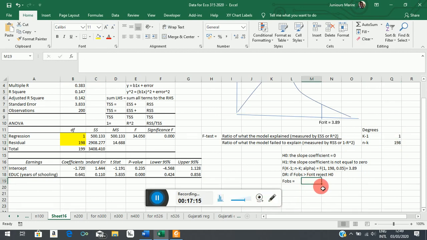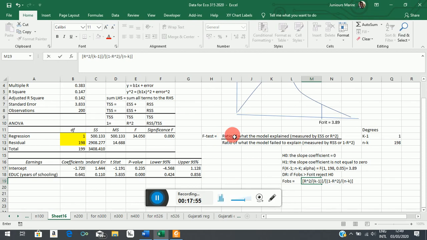So this is equal to, let's try to do it now. This is equal to your R squared. Maybe let me just write the formula, someone might be confused here. Your R squared divided by K minus 1, over 1 minus R squared divided by N minus K.